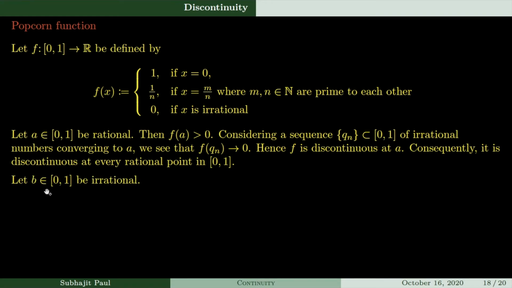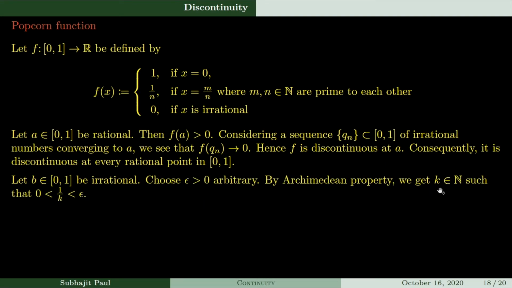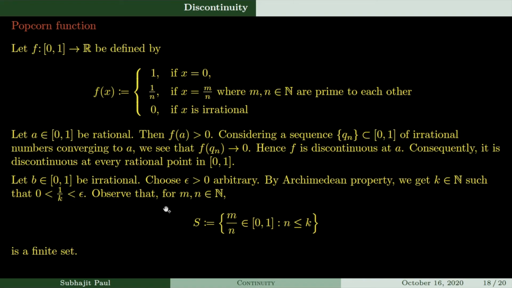Next, let B be an irrational point. Fine, let's see what happens. Choose epsilon arbitrary. By the Archimedean property, we get a natural number k such that 1/k is smaller than epsilon. No problem. Now, observe that the set of all rational numbers in (0, 1) with the denominator at most k is finite.